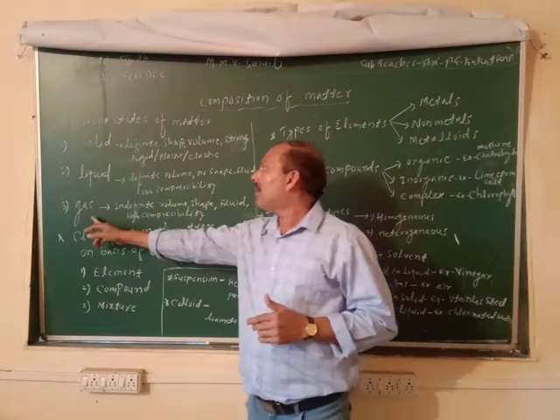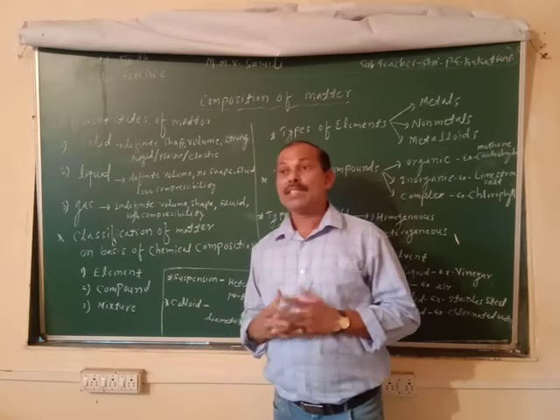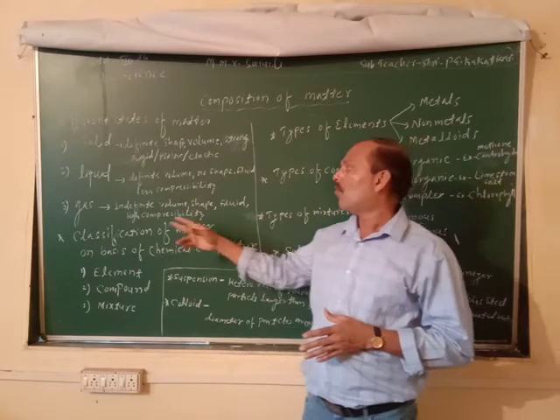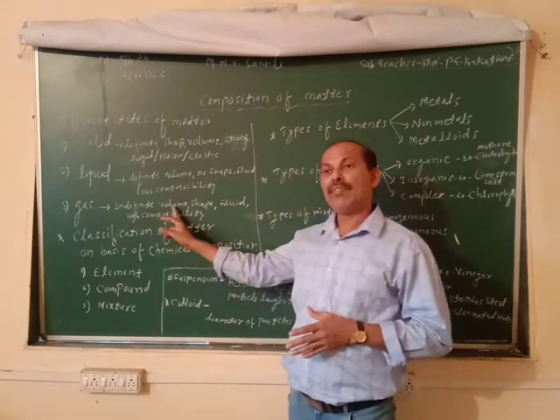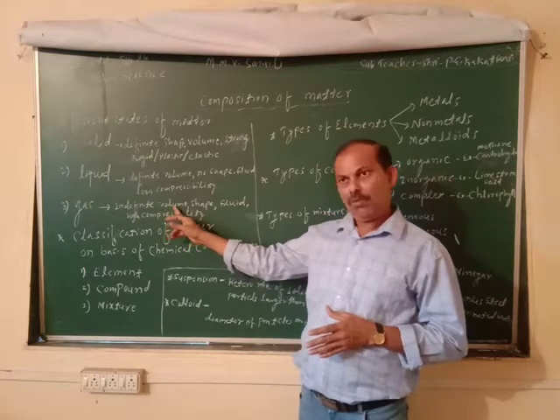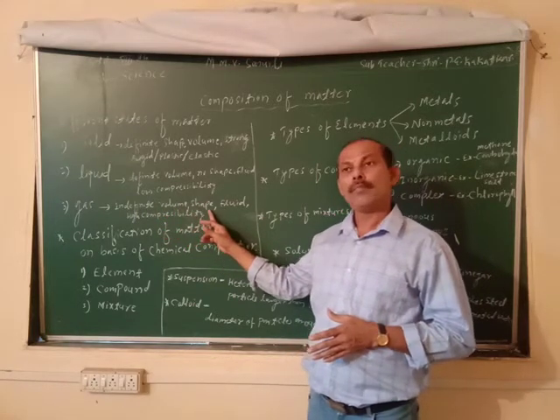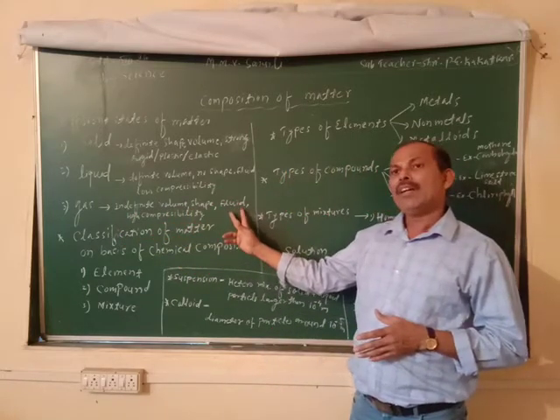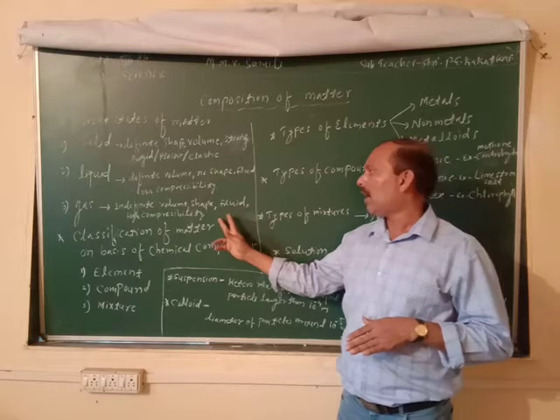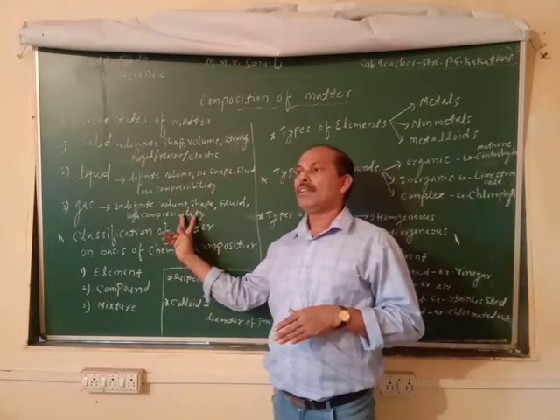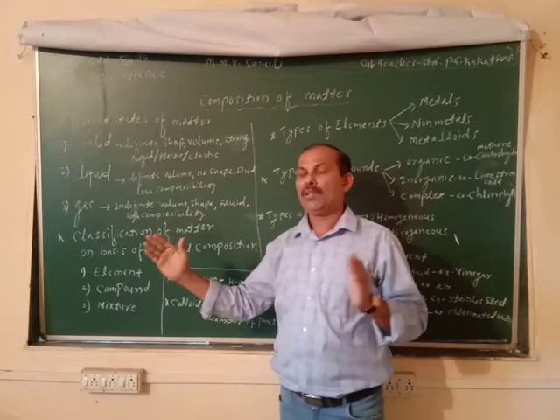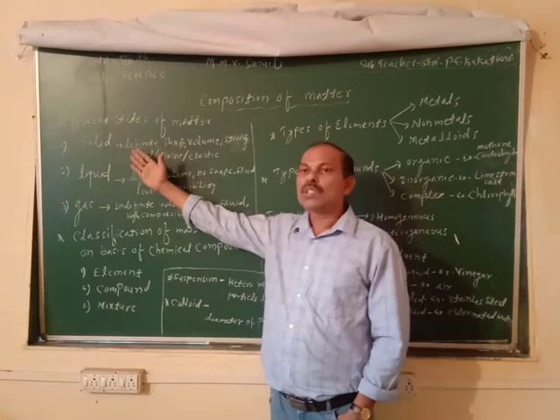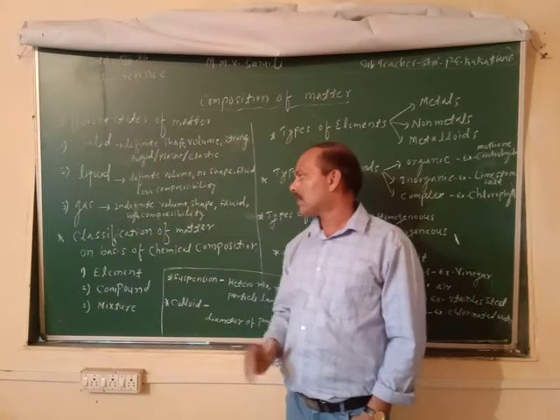Then the next state of matter is gas. What is gas? Gas is a state of matter without any definite volume or shape, means indefinite volume and shape, having fluidity and highly compressible character. It can be compressed highly. So these are the three different states of matter: solid, liquid and gases.